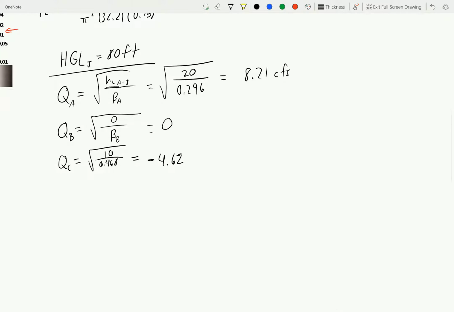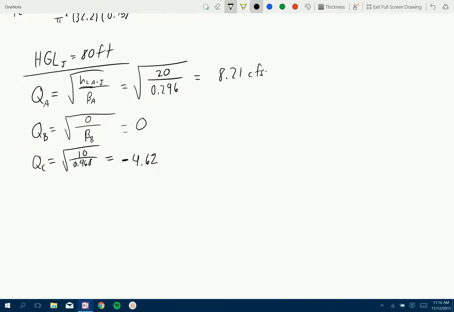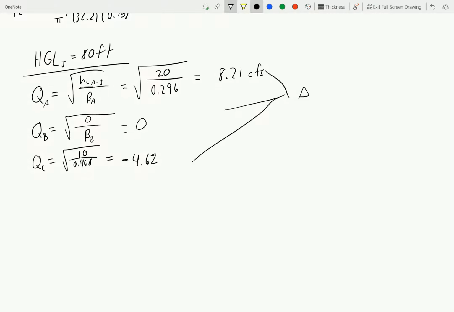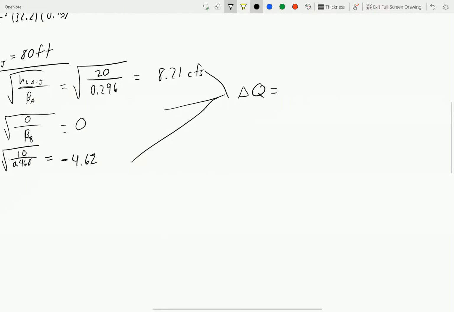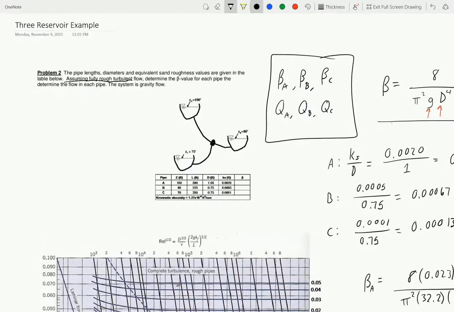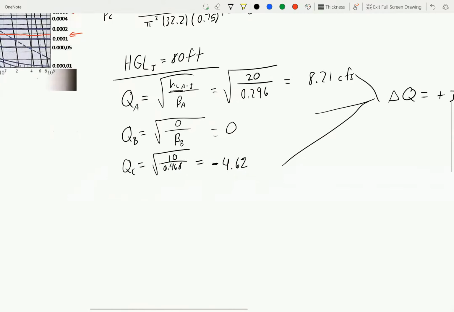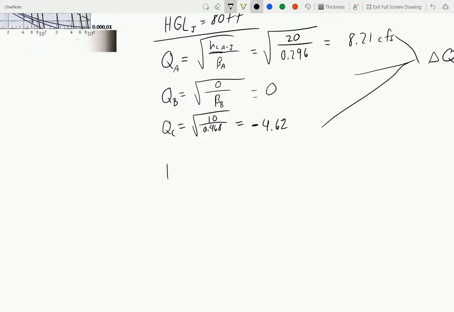Now how we figure out if this assumed hydraulic grade line at J is correct is we add all three of these values up, and we get our delta Q. In this case, we're going to have a delta Q of plus 3.6 CFS. So that's not very close to 0, because we want to satisfy continuity, which means all of the water coming into this point J has to equal all the water going out. So we now need to test a different hydraulic grade line at J, and we'll try 82 this time.